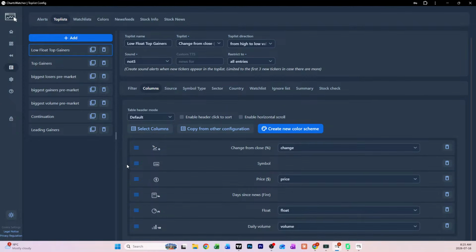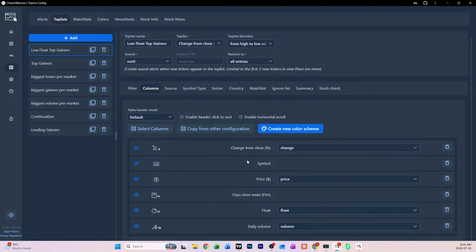So my columns are change from close, symbol, price, days since news, float, daily volume. These are just the metrics that I care about. When I actually click on it, relative volume isn't here. I didn't mention that. Relative volume isn't included here, but the way that I think about it is that if it's popping up on the running app or the low float top gainer scanner or the high of day momentum scanner, relative volume might not be super high yet, but it can be. So I have my relative volume in the actual stock quote window for me to look at, but I don't include it here.